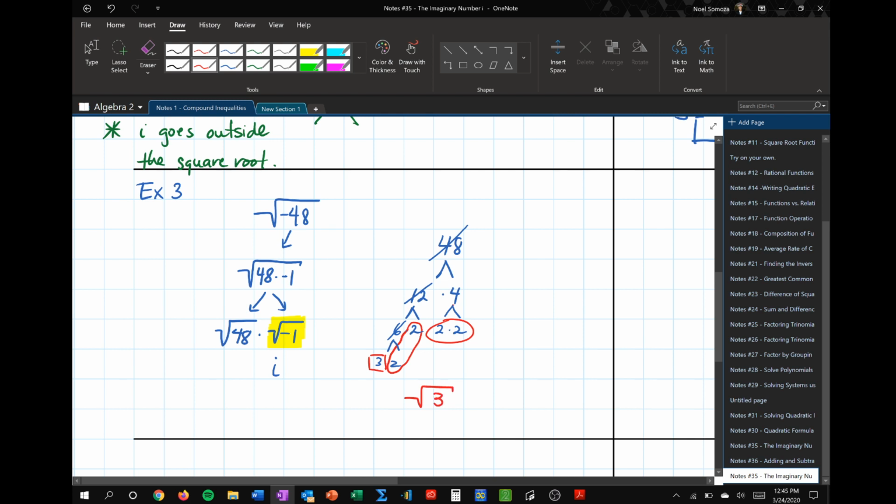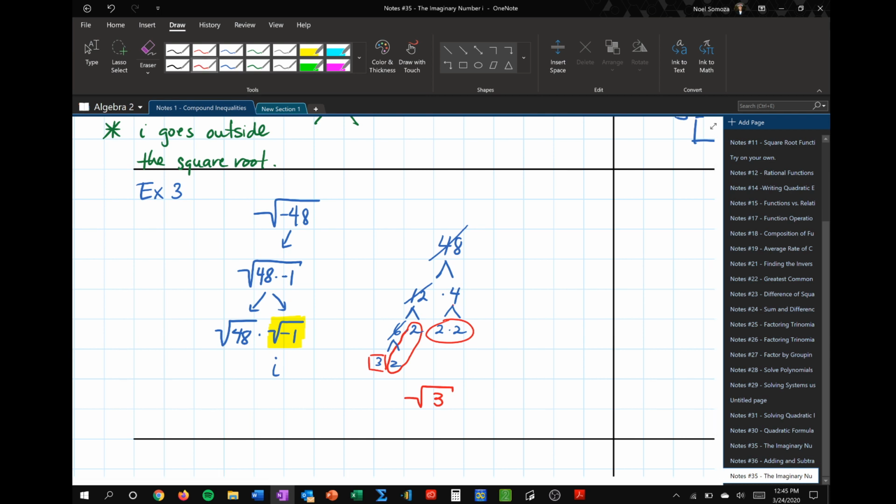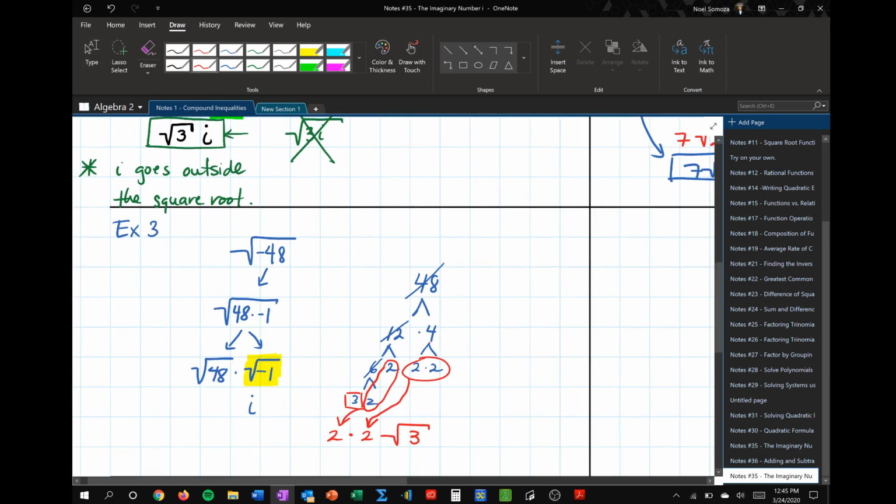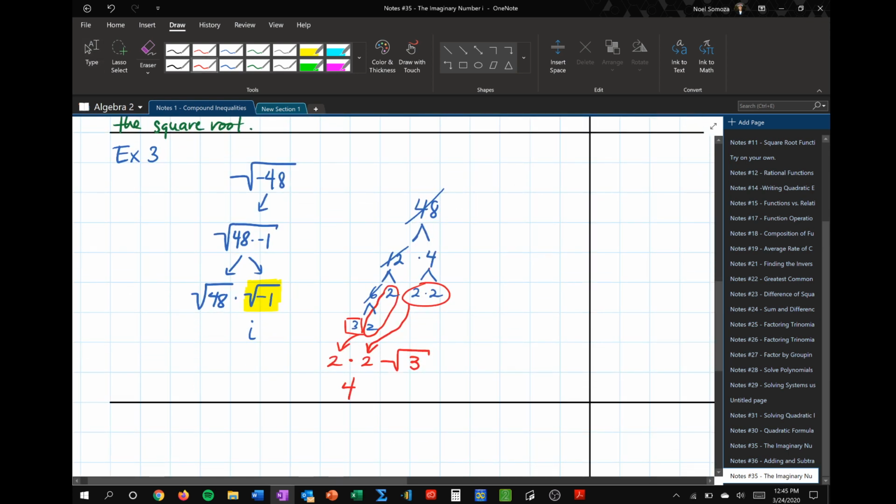Okay, what about the pairs of 2? Well, for each pair, remember you only write it one time outside. So for this pair, that's a 2, and then for the other pair, that's the other 2. What do you do with the 2's on the outside? You multiply them, those 2 2's. So then in reality, what is that final expression? This is going to be 4 square root of 3.